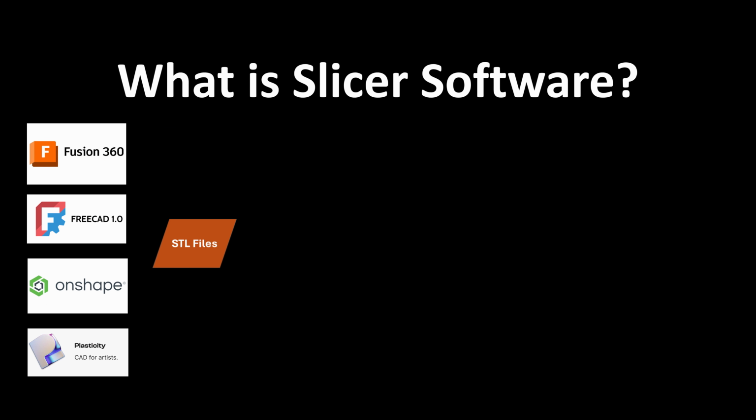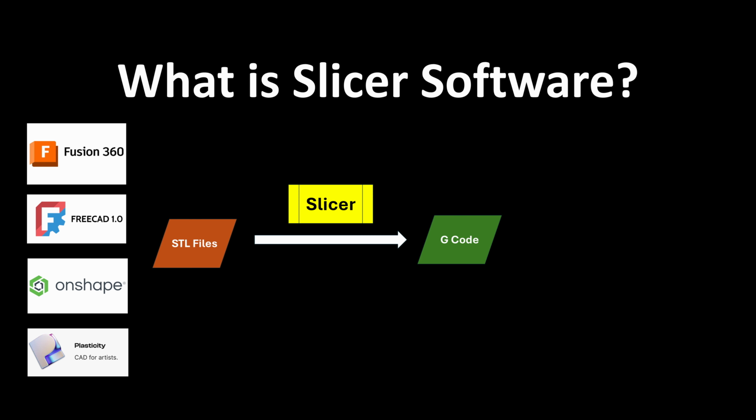So, what exactly is a slicer? At its core, slicer software takes your 3D model, typically an STL file, and slices it into hundreds, sometimes thousands, of thin horizontal layers. Imagine a loaf of bread being sliced. That's essentially what a slicer does to your digital model.